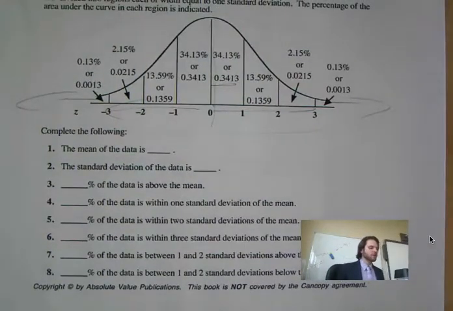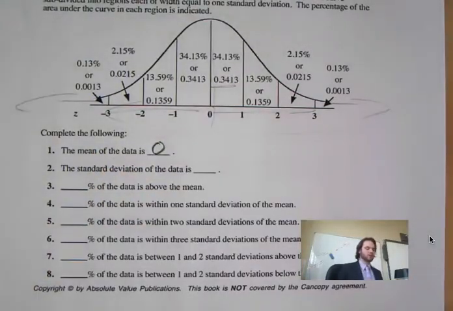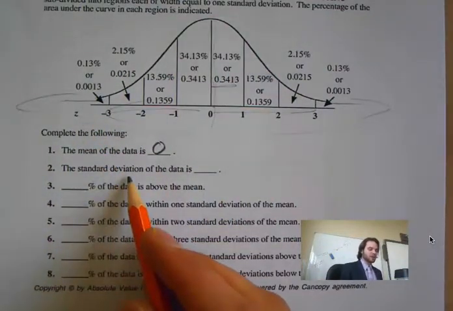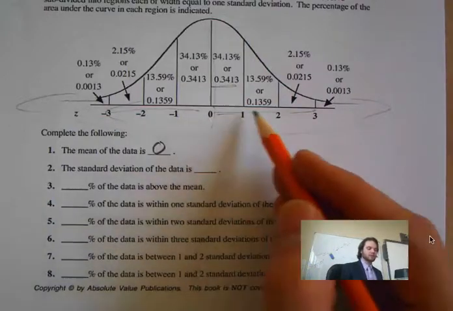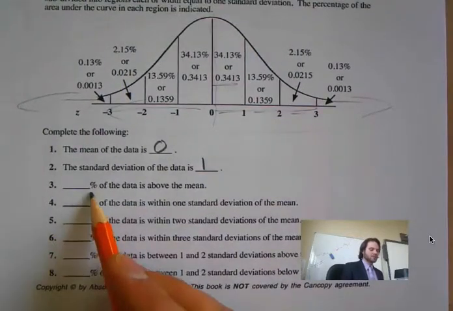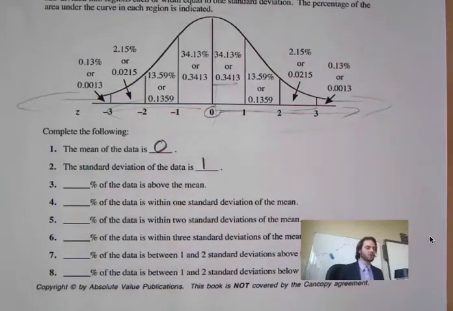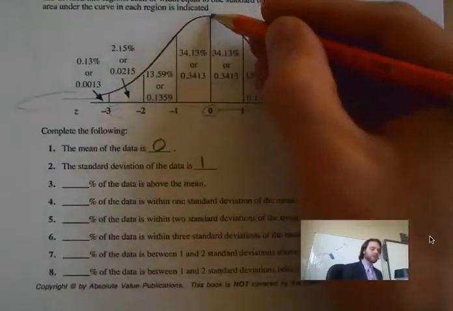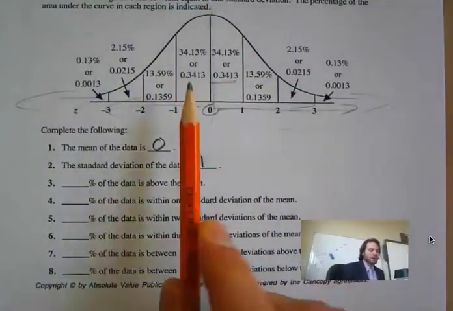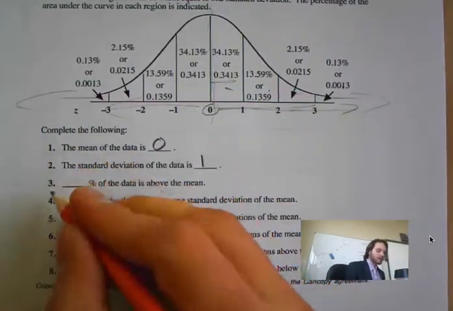Let's start off with some simple calculations. The mean of the data is always 0. It's 0 standard deviations away. The standard deviation of the data, if I look at this, is just going by 1. The z-score is 1. Now it says the percentage of the data that is above the mean. Here's my mean. What percentage of the data is all the way that way? Well, the mean is right in the middle, and this is perfectly symmetrical, so half of the data must be this way, and half must be that way. If I added up all of these percentages, that should give me around 50%.